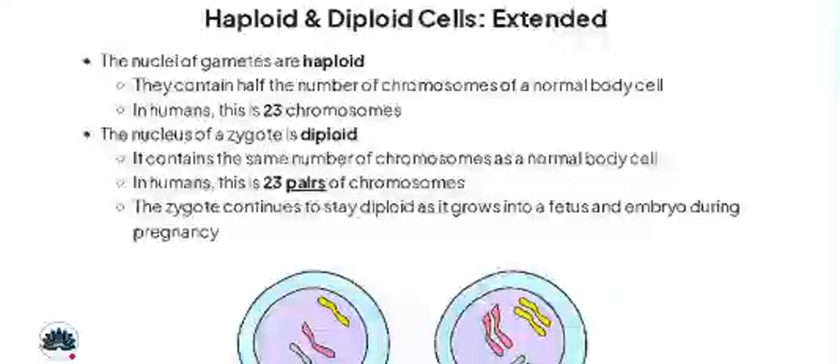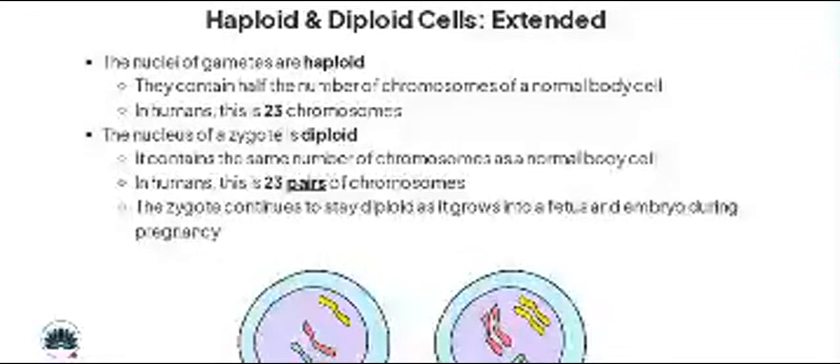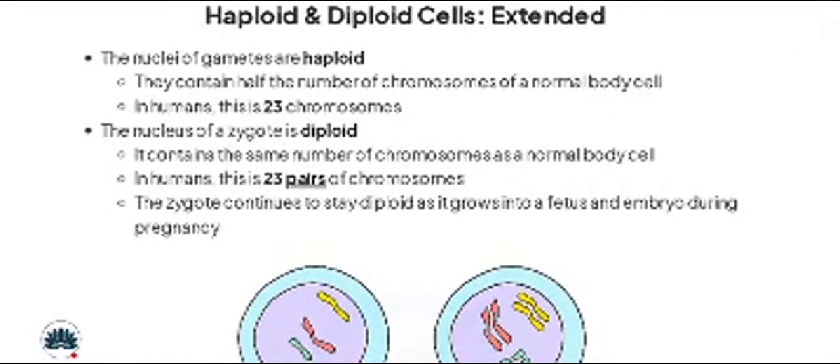The word is included, so you are just required to write it. If you do not write it, obviously the marks will be reduced. In humans, this is 46 chromosomes, or you can write 23 pairs of chromosomes. The zygote continues to stay diploid as it grows into a fetus and embryo during pregnancy.